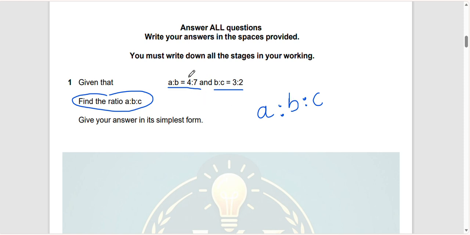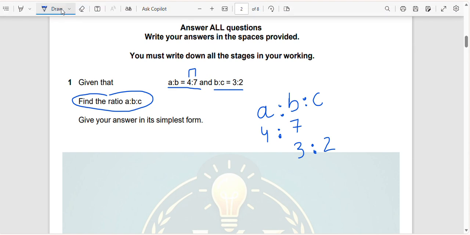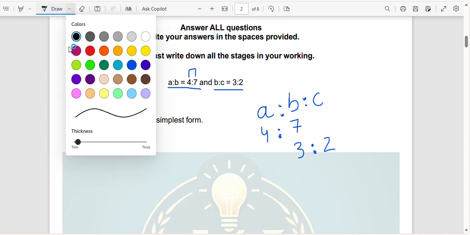What's the A value, my dear kids? It's 4. And the B value I have is 7 here, so I just write 7. Then B is 3 here, so I write 3, because we are combining. So the C value is going to be 2 here. I hope you understand. Now you have to focus fully on this point.